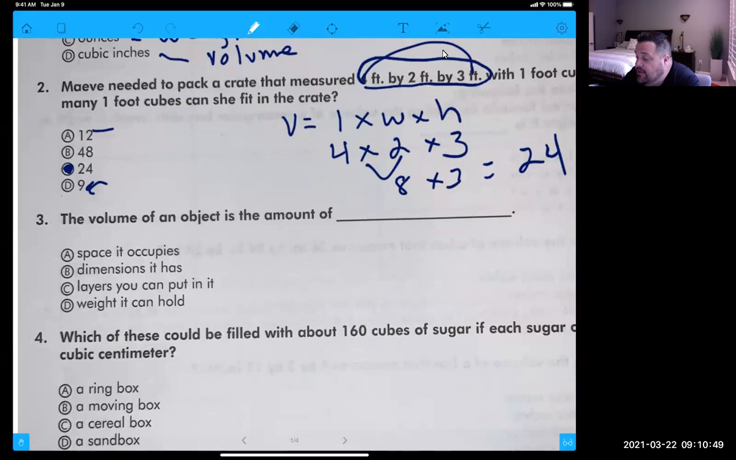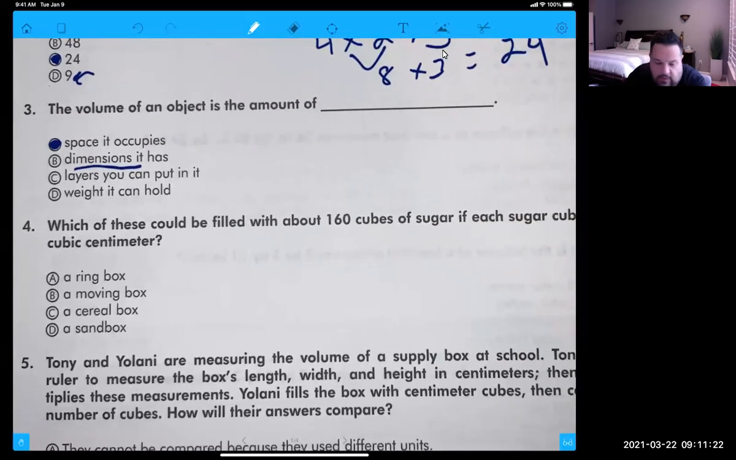Okay, the volume of an object is the amount, I said this in number 1 already, the space it takes up, right? So it would be A. Now remember, don't get confused by these words, dimensions it has. That's like more about the shape, like the length of sides and stuff, right? Layers you can put in it is a little tricky because technically, you could put layers of things in something and it would be filling up the volume, but A is a way better answer, right? And then D says weight it can hold. Volume doesn't have much to do with weight, okay? All right, do number 4.